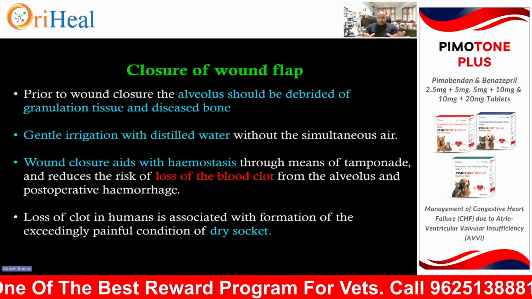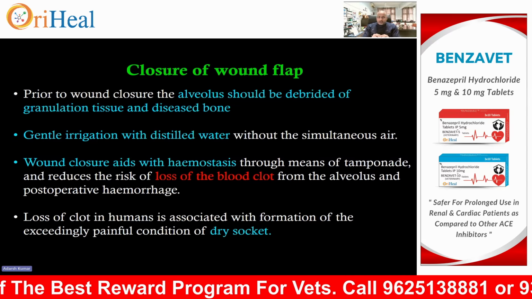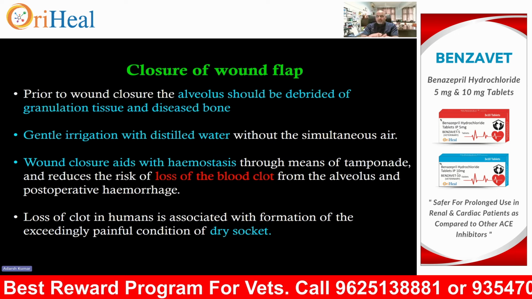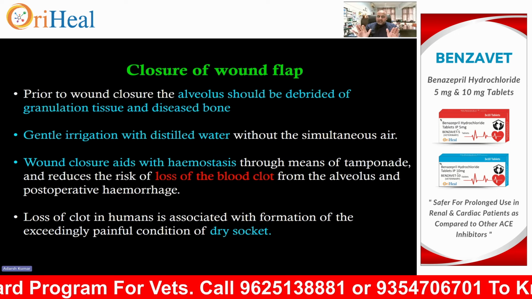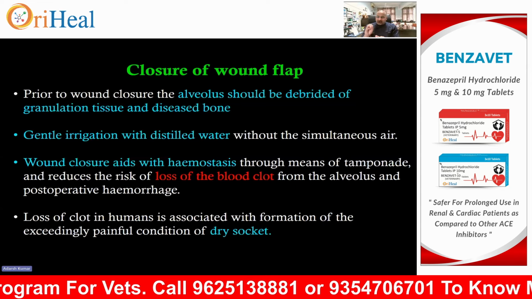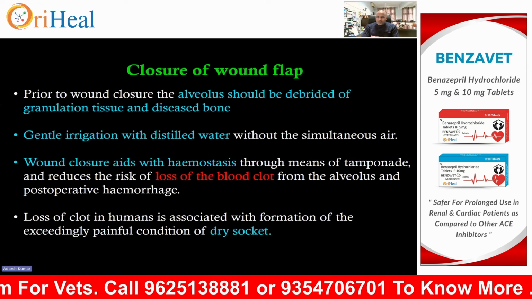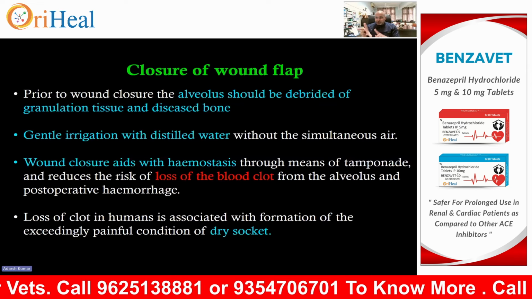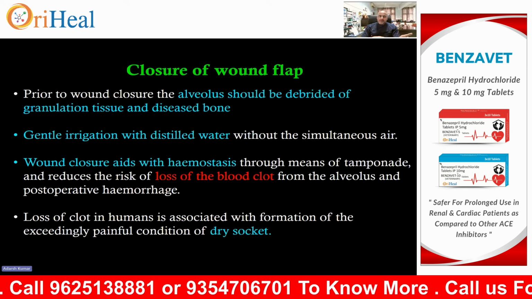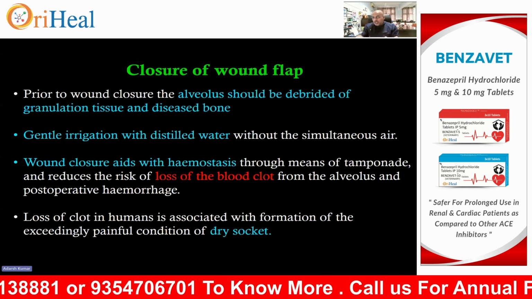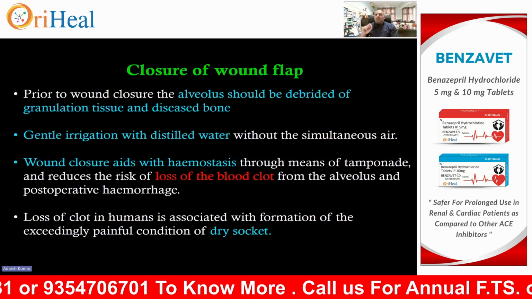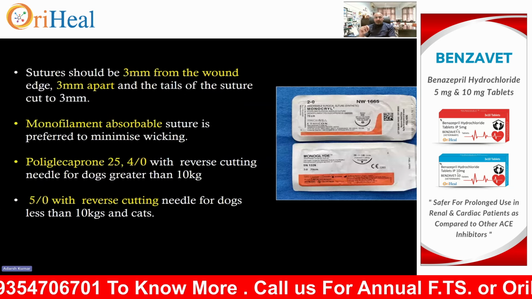Some of the blood clot should always be there, and then you close it. If it is bleeding, once you close it, you put some hemosponge inside. As a tamponade pressure, the bleeding stops. But don't give too much air to the alveolar socket. Don't just leave it dry. That is one tip regarding closure of the wound flap.